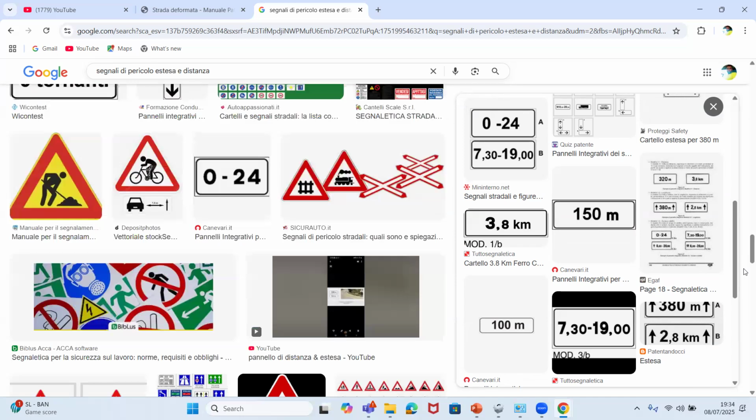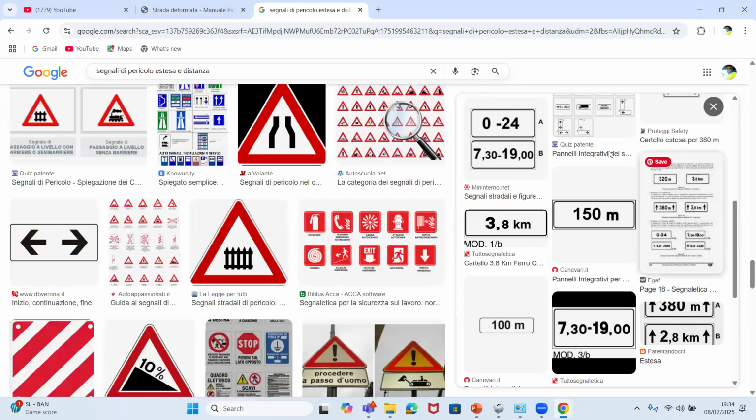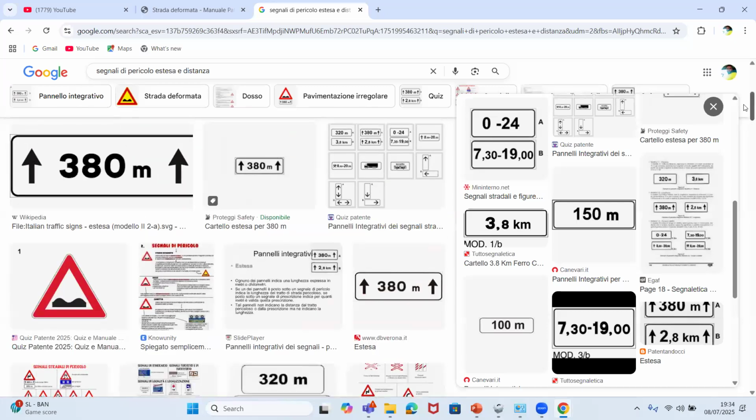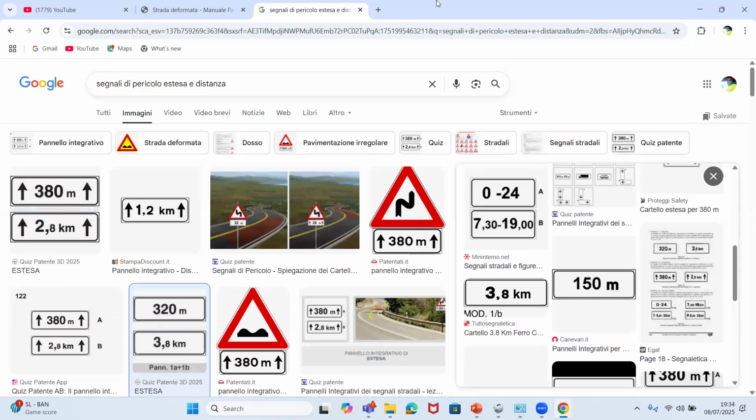Because I will tell you that people are still making mistakes here. Most people are still making mistakes here, the difference between estesa and distanza. People used to forget it. Remember, estesa means length. See the way I'm repeating it. Estesa equals length. Distanza equals distance. Finish. Distanza is distanza.